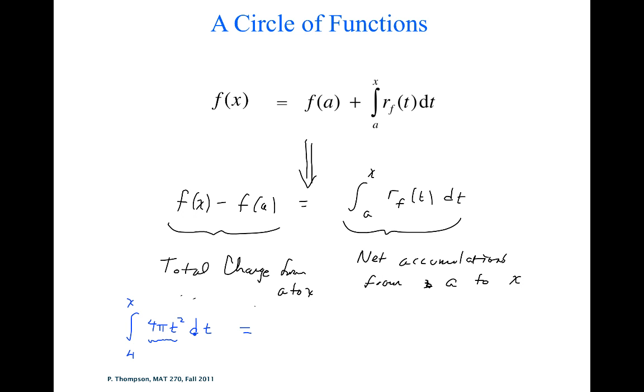So this whole thing is what? The net accumulation of volume starting from what? What's 4? Radius is 4. So as the radius starts at 4, and then the volume grows at a rate of 4 pi t squared, this will be the net accumulation of volume starting from a radius of 4. Okay? And so, according to what we said, that's equal to the total change of some function.